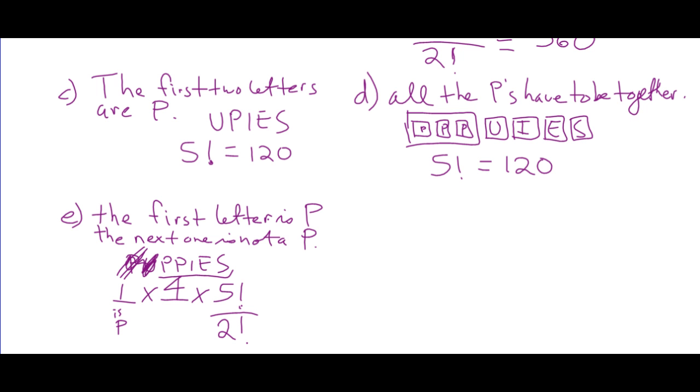How many of them are the same? Okay, so first letter is a P, one way. Just take one of the P's. Next letter is not a P, take one of the not a P, which is U, I, E, or S. Then I've gotten rid of 2 letters, one of which is a P and one of which isn't. Leaves me with 5 letters, but we know 2 of those are P's. So we end up with 240.